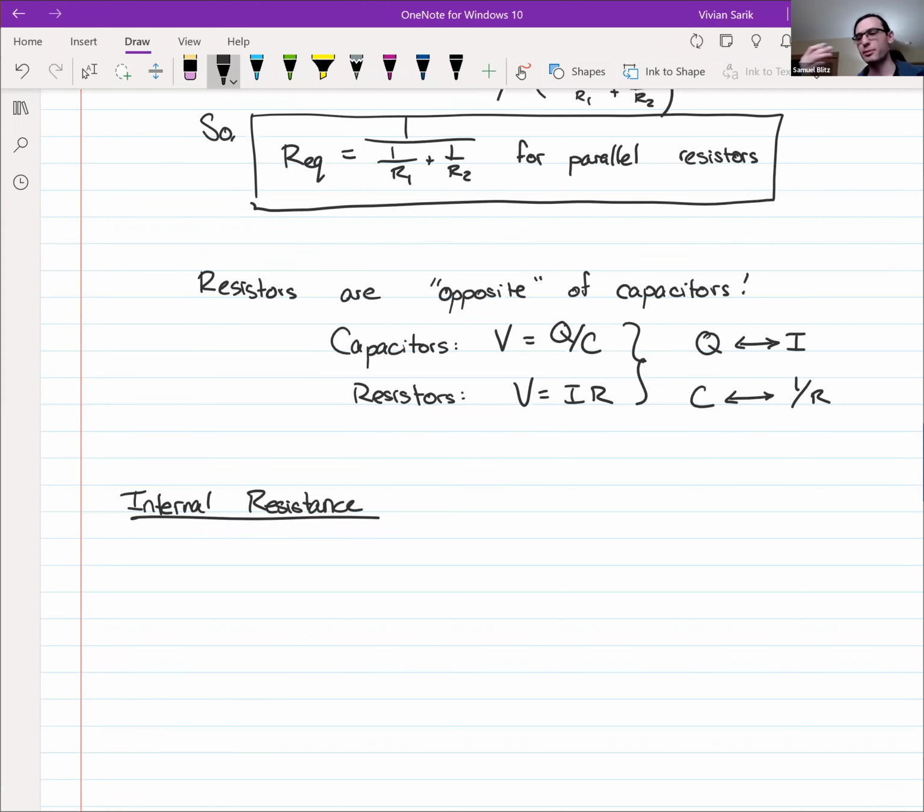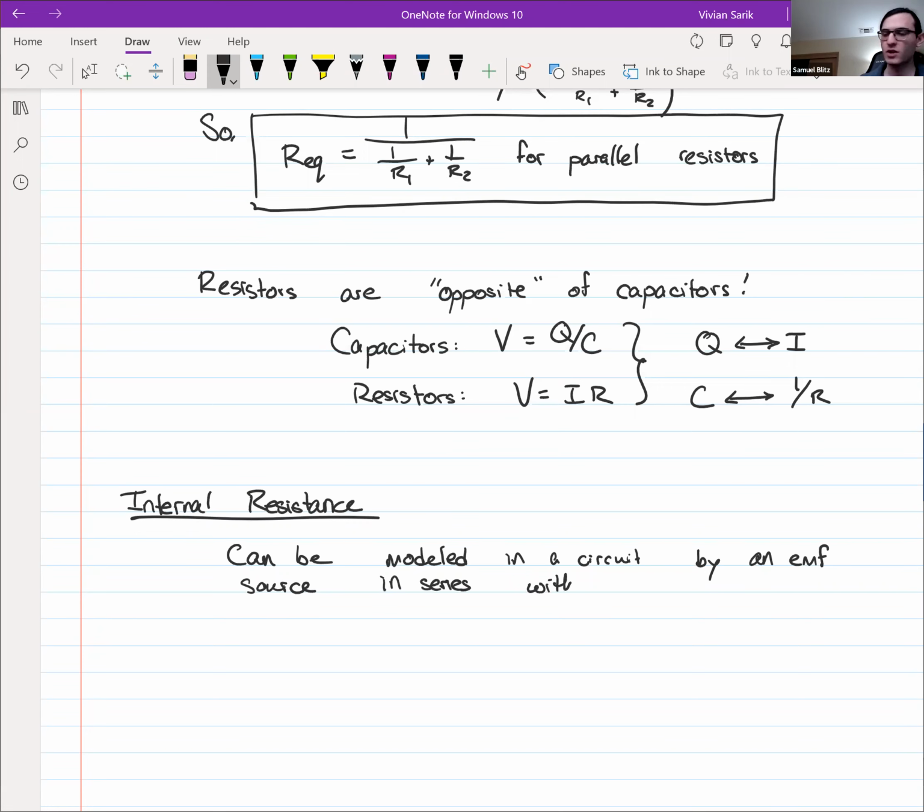So, like I said before, real batteries are made with real conductors. And those real conductors have resistance, and it's measurable. It might be small, but it's measurable. And so this can be modeled using our circuit symbols, modeled in a circuit by an EMF source, I'm going to use the technical language, in series with a resistor. And so the picture is as follows.